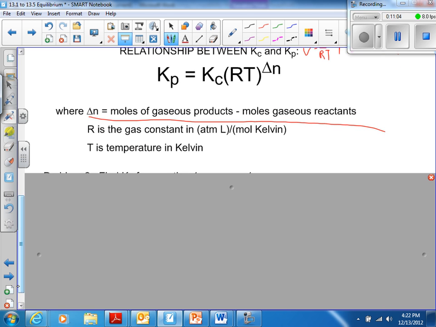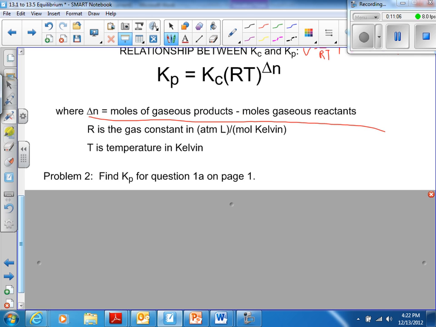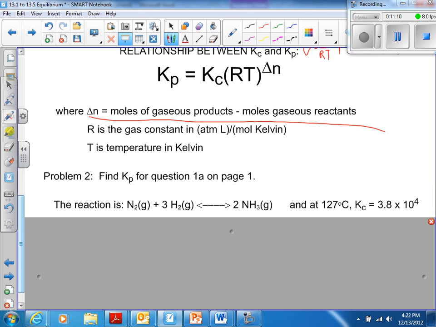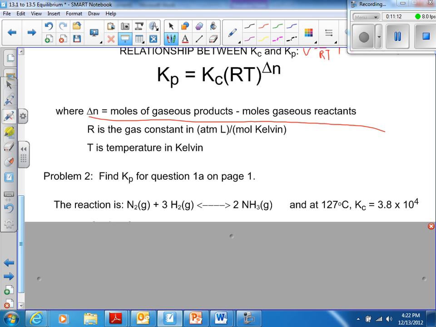Let's do a problem. Find Kp for question 1a on page 1. I've given you all the pertinent information, so we're already working with this reaction in problem 1, and we want to find Kp in terms of Kc.